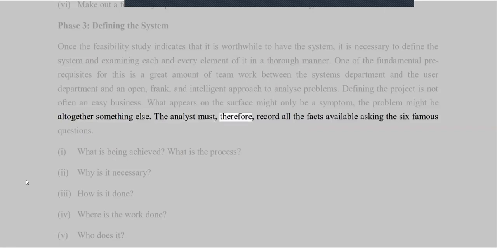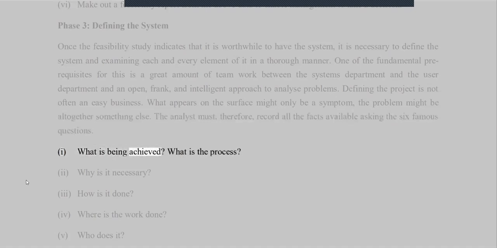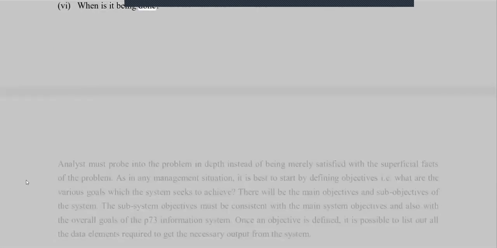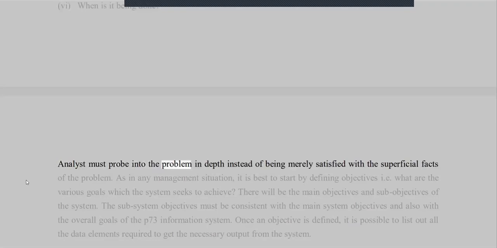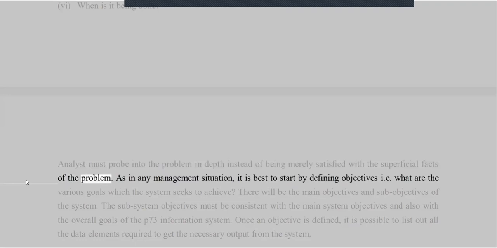The analyst must, therefore, record all the facts available, asking the 6 famous questions. 1. What is being achieved? What is the process? 2. Why is it necessary? 3. How is it done? 4. Where is the work done? 5. Who does it? 6. When is it being done? Analysts must probe into the problem in depth instead of being merely satisfied with the superficial facts of the problem.